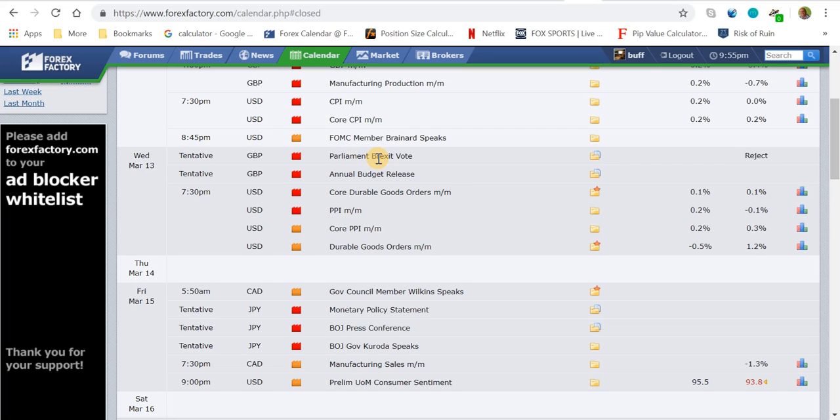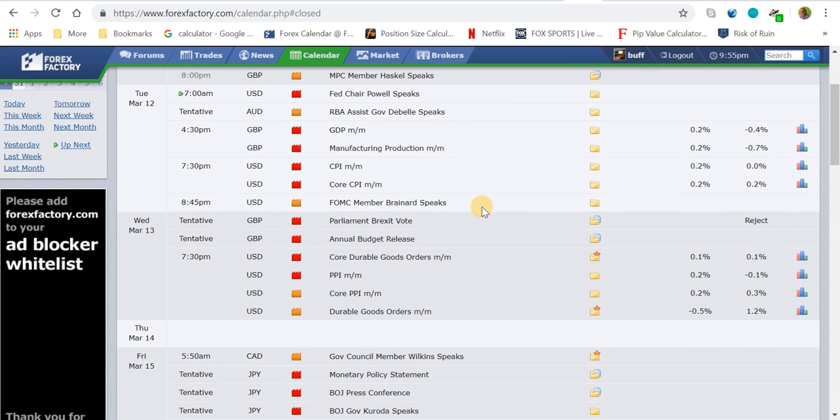The Parliament Brexit vote. Now, this may not go ahead, but it could. It's expected to lose again, but then it goes to another vote the following day or something like that. I did post an article from the ABC News in Australia to the Facebook group and the Telegram group. It's probably worth a read if you're interested in that.